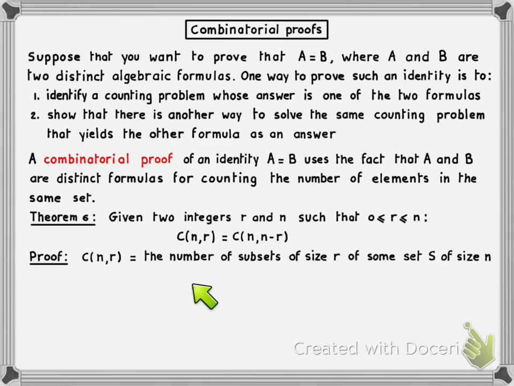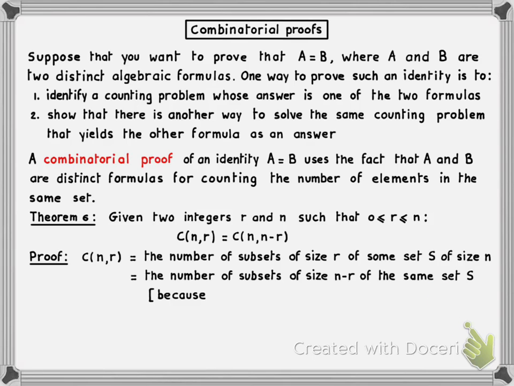So what's a different way of counting the number of subsets of size r? Well, it turns out this number is also equal to the number of subsets of size n minus r when the subsets are taken from the same set S. So I want you to pause the video now and make sure you understand why this number is equal to that number.